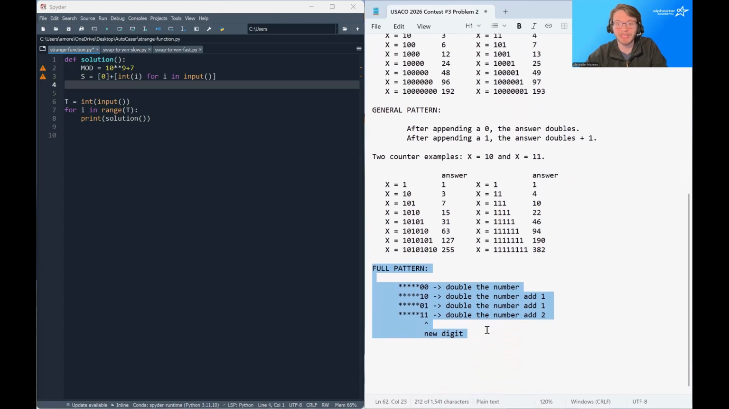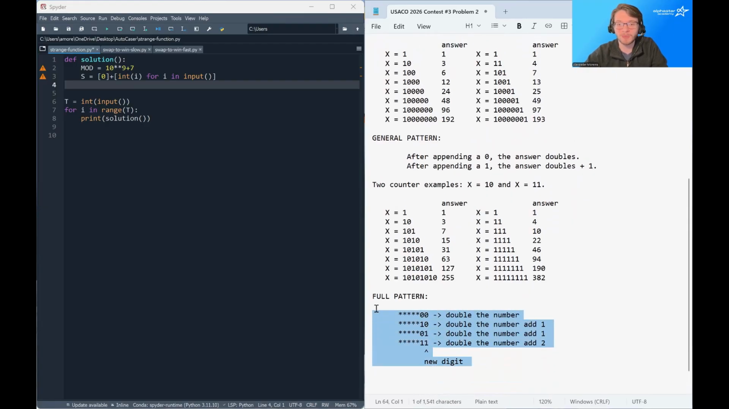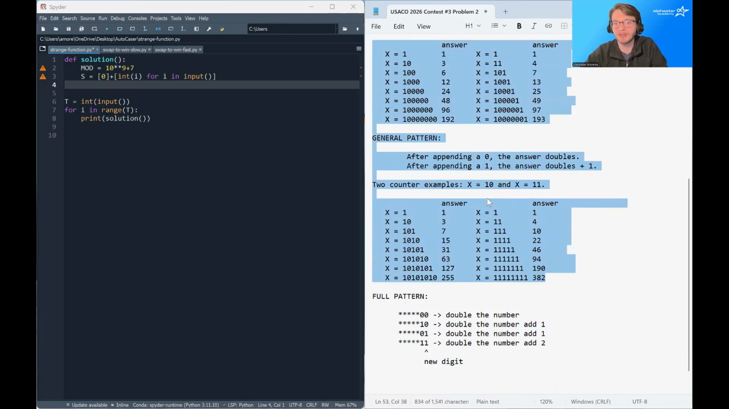The full pattern is this. It depends on the last two digits. If the last two digits are consecutive zeros, then we simply double the number. If the previous digit was a 1 and the current digit was a 0, then we double the number and add 1. If we instead go 0, 1, we double the number and add 1. And if the previous two digits are both 1s, so we have consecutive ones, we double the number and add 2.